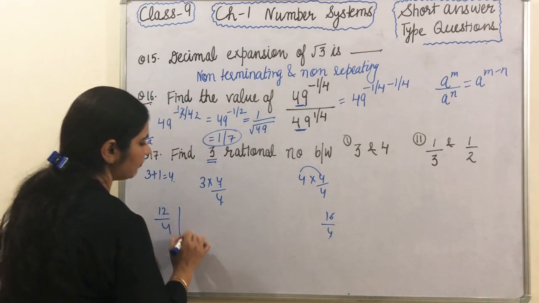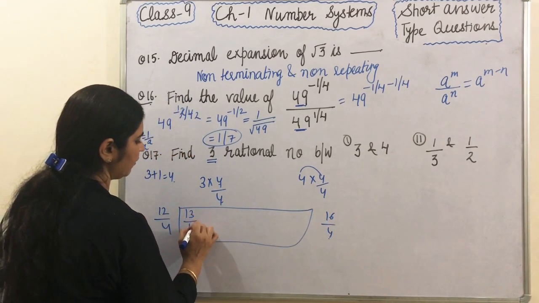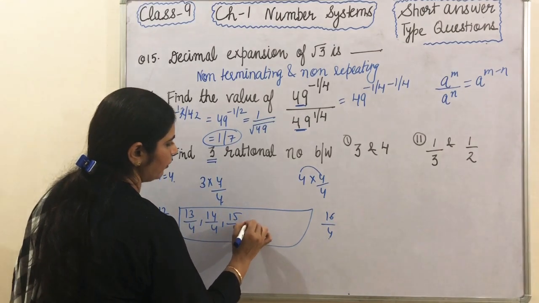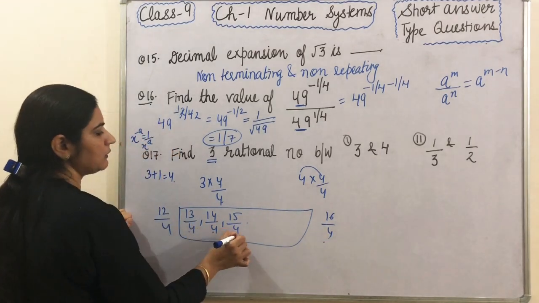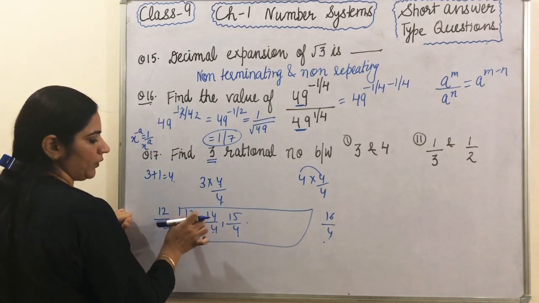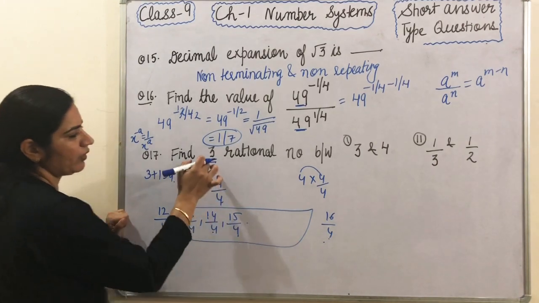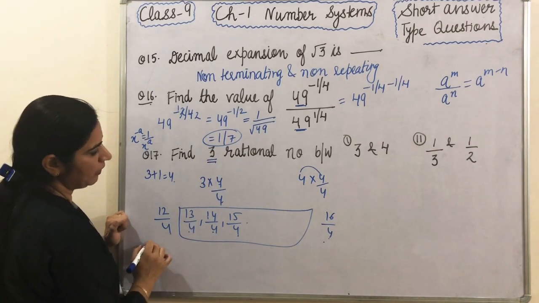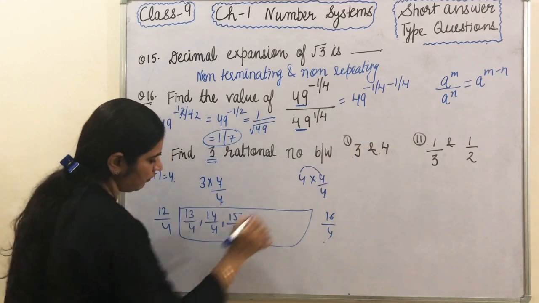Write down the numbers lying between them. After 12 by 4 come 13 by 4, 14 by 4, 15 by 4 and then 16 by 4. So the 3 numbers lying between them are 13 by 4, 14 by 4 and 15 by 4. Or simply, since 3 numbers are required, I can multiply and divide by 10, where the first number is 3 and the second number is 4.